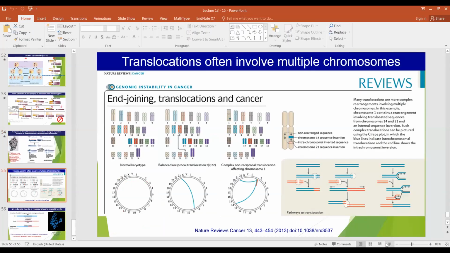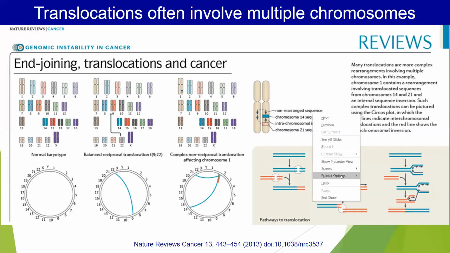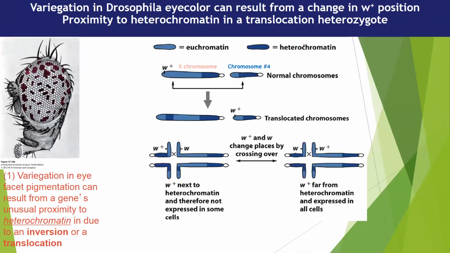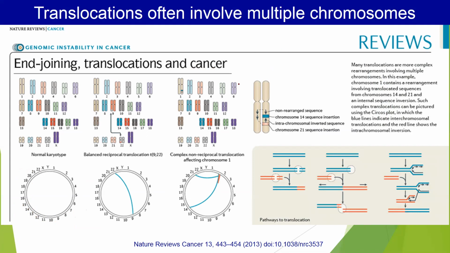Okay, this slide just gives you some very general ideas. Translocation sometimes can involve multiple chromosomes. Here I only give you a simple example showing the translocation between just 2 chromosomes, right? But in reality, it is quite often that a translocation may involve more than 2 chromosomes. For example, here, number 21, number 1 or number 2, and 14. So maybe the translocation will occur between these 3 chromosomes.